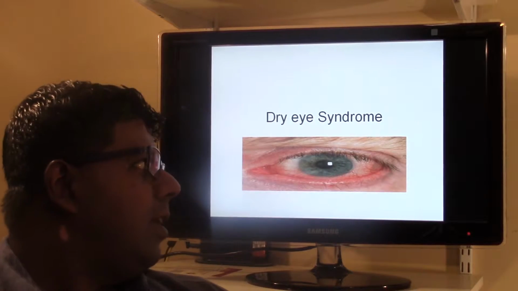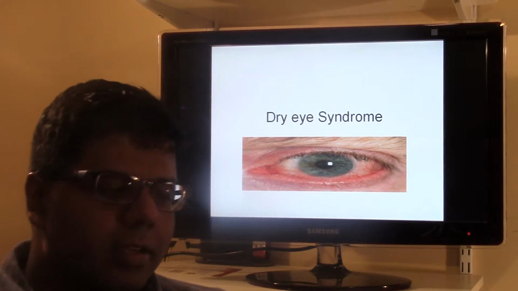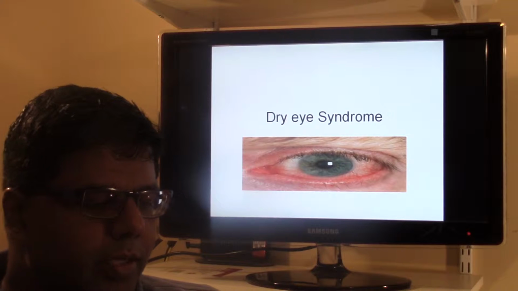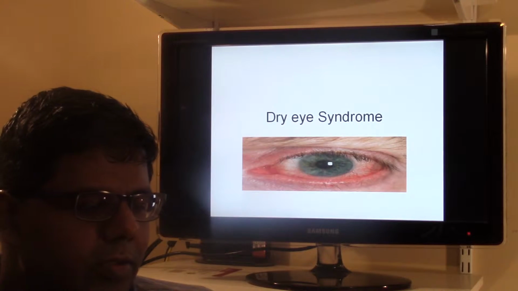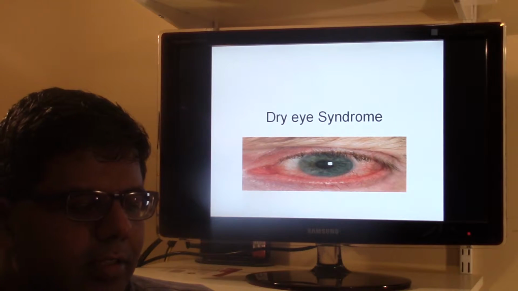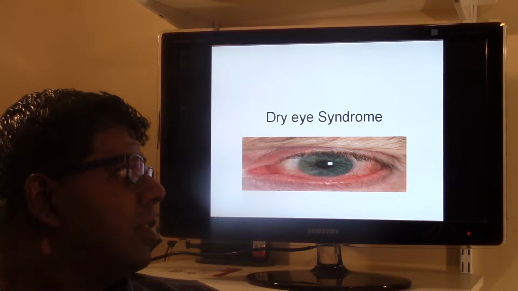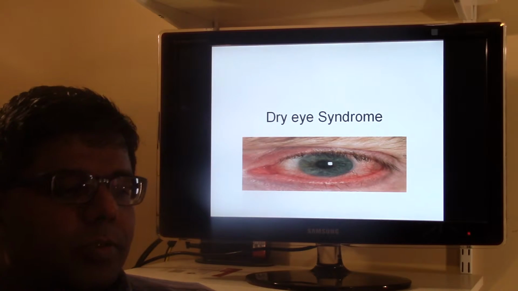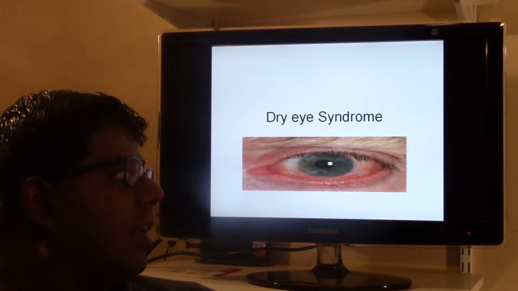So as you can see on this picture, you can see that the eye is really irritated. You can also see that it's very red, and this has to be a painful eye. And this usually is what a dry eye presents in our clinic.